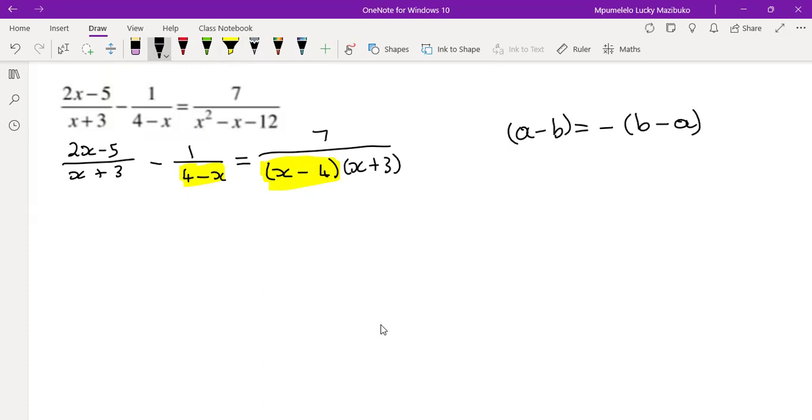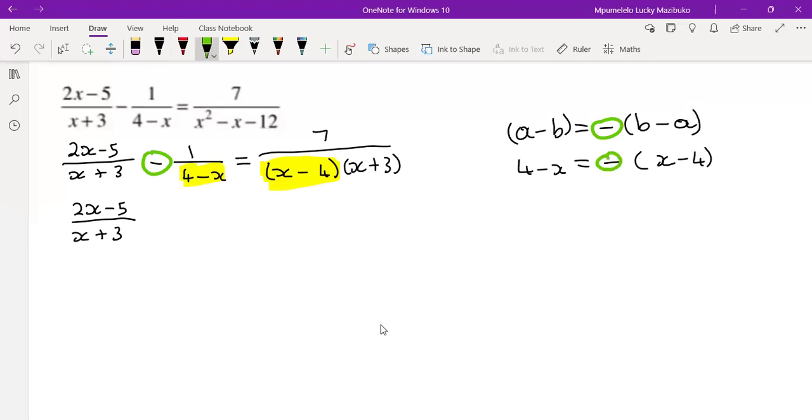Okay, so if you do that, you can rewrite 2x minus 5 all over x plus 3. Now, this negative and the negative that we are factoring out when we do this, the 4 minus x, when you factor a negative, it will give us x minus 4. So that particular negative and this negative here will give us a positive. So 1 over x minus 4 equals to 7 all over x minus 4, x plus 3.